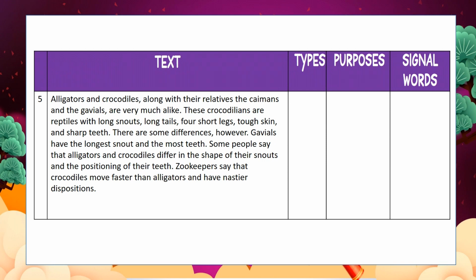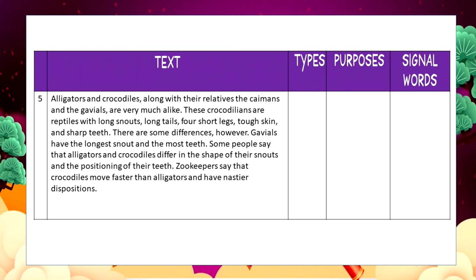Alligators and crocodiles, along with their relatives, the caimans and the gavials, are very much alike. These crocodilians are reptiles with long snouts, long tails, four short legs, tough skin, and sharp teeth. There are some differences, however. Gavials have the longest snout and the most teeth. Some people say that alligators and crocodiles differ in the shape of their snouts and the positioning of their teeth. Zookeepers say that crocodiles move faster than alligators and have a nastier disposition.